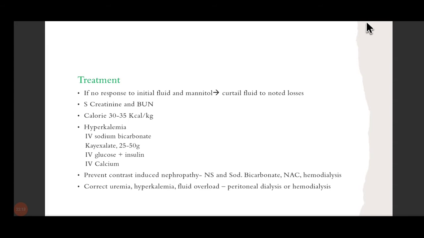So you must prevent contrast-induced nephropathy if you suspect that the pathology is because of contrast. You administer sodium chloride 0.9%. You give sodium bicarbonate, and acetylcysteine may also be effective. And if required, you carry out a hemodialysis. You also have to correct the uremia, hyperkalemia, and fluid overload, and for that, you may require a peritoneal dialysis or a hemodialysis.